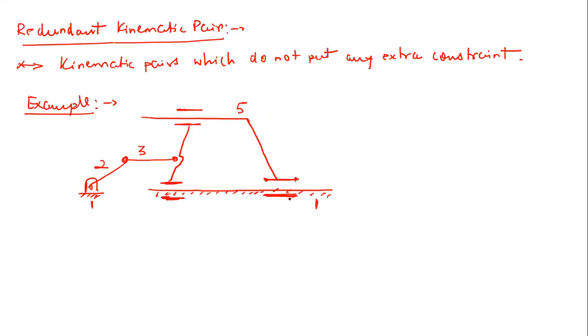So let me name all the links. This is link 1, 2, 3, and you can call this link 4. This is your link 5. So there are 3 prismatic pairs basically. One prismatic pair here, then one P here, one P.